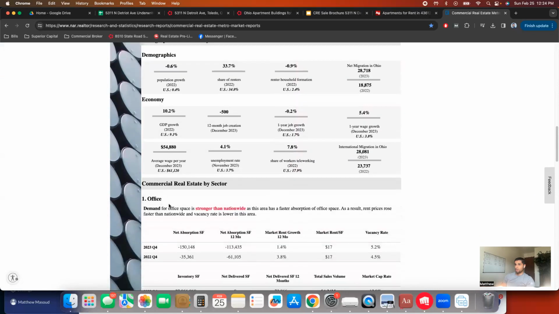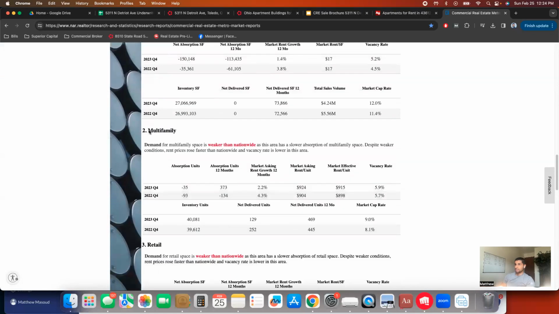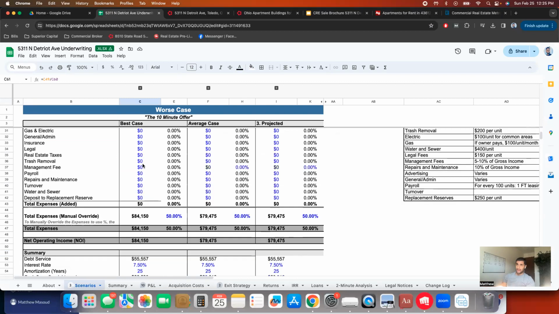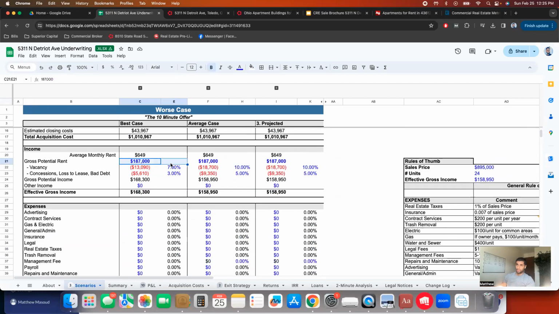And this will have all the data for all the different kinds of asset classes, but I'm going to go to multifamily and I'm going to go to cap rate. Q4 2023, it was at a 9 cap. As you can see, cap rates are going up, which means property values are going down. So it looks like the cap rate is 9, which makes sense for the area being a C, D class area.